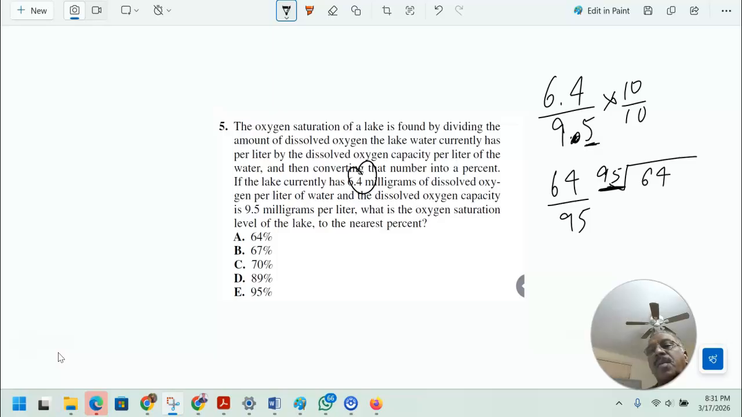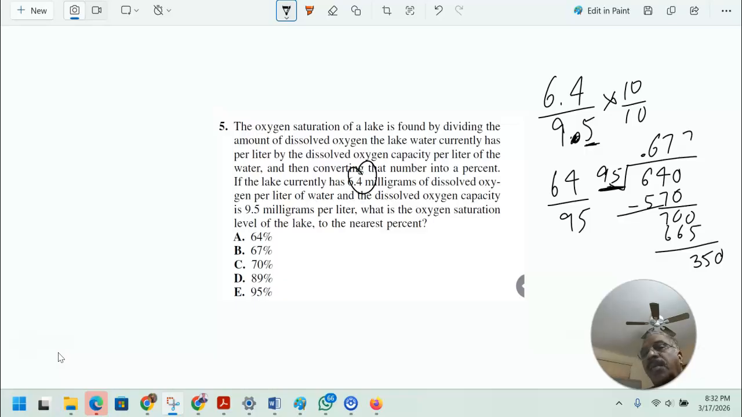Because it does not go, you put a 0 and a decimal like this. And that will give you 6 times. If you multiply, you get 570, and if you subtract this, you'll get 70. Put a 0, and you'll multiply 7 times. You can check, 665. You get 35, and then put a 0 and you'll get 3 times.